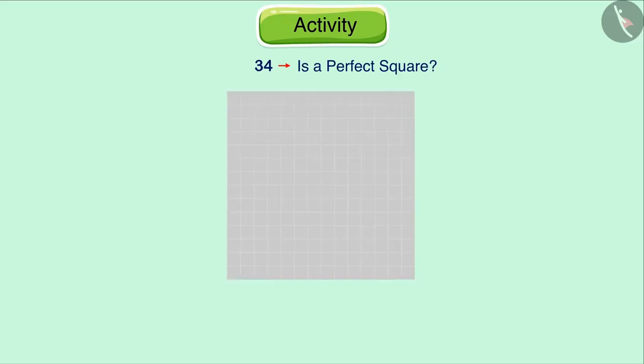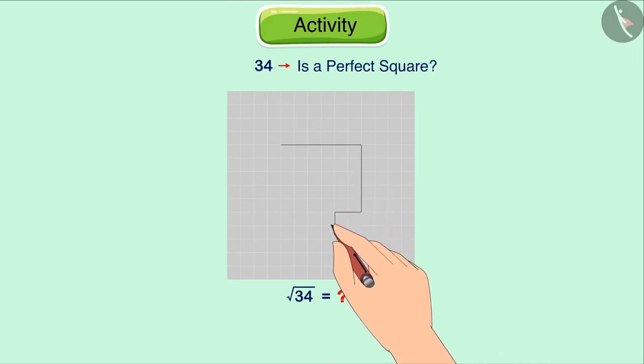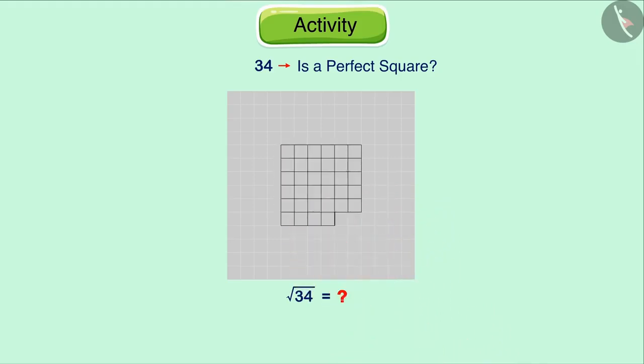Now let's discuss a new number, 34. Is 34 a perfect square? Can you draw a square whose area is 34 square units? Can you find the square root of 34? Let's try to draw a square of 34 square units on a graph paper. We observe that we are unable to form such a square. This is because 34 is not a perfect square.